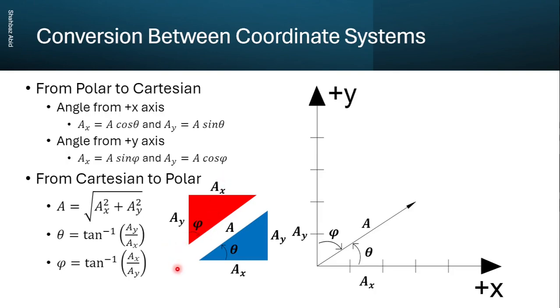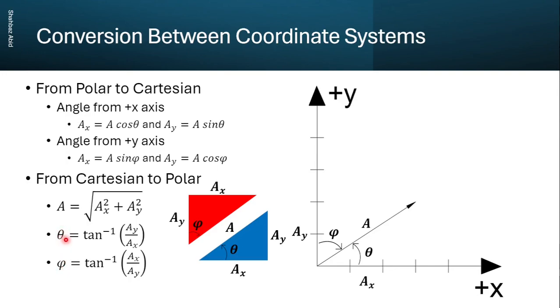If we want to convert from Cartesian to polar, we can again consider these two triangles, and by using Pythagoras theorem, we can get the magnitude A as the square root of A_x squared plus A_y squared. We will get the magnitude A again. Since it's a right angle triangle, we can calculate angle theta and angle phi.